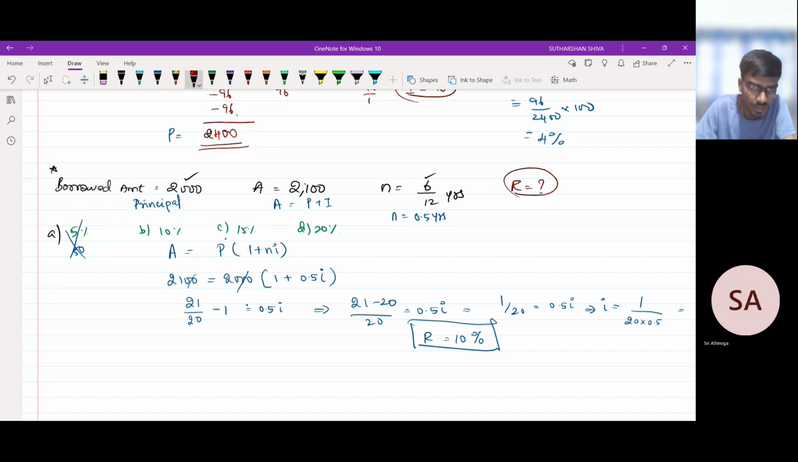Then the B option. 2000 into 10% into 0.5. You are getting 100. Interest is equal to 100. But I know the amount value, which is 2100. What is my principal? 2000. 2000 plus 100 is 2100. So option B is right.